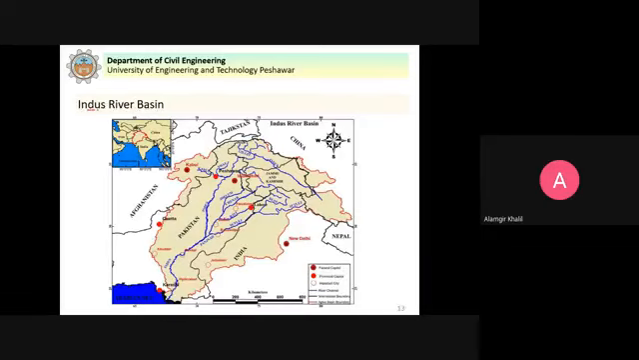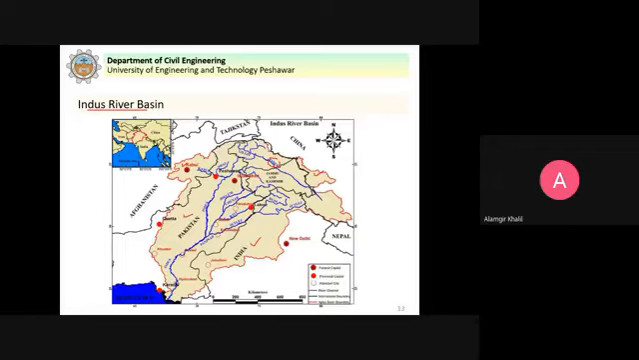Next we discuss the Indus River Basin, because we will discuss the Indus Basin irrigation system. You can see here the portion shown by the solid red line. This is the Indus River Basin, and it is spread over 4 countries. You can see here Afghanistan, China, India, and Pakistan. The Indus River originates in China, then flows through the territory of India and enters into Pakistan.